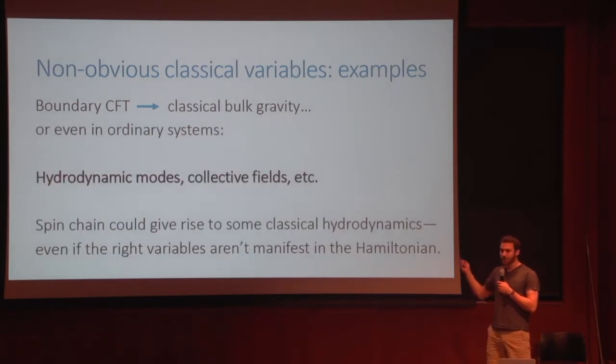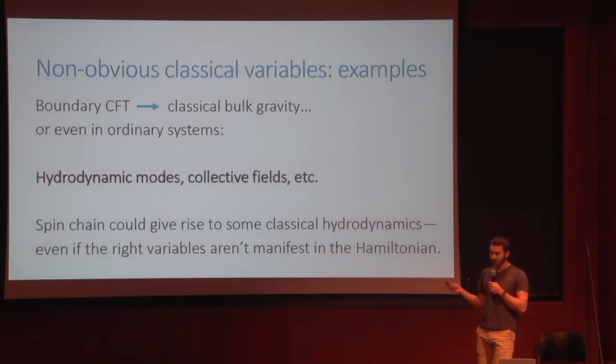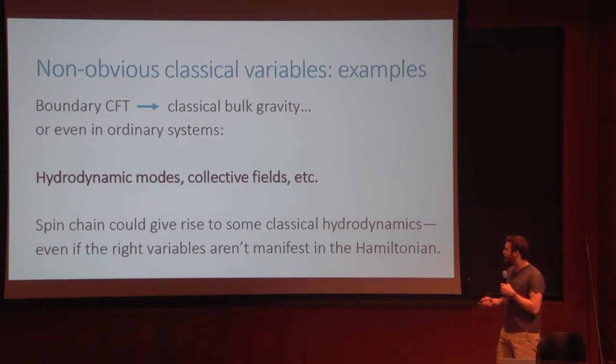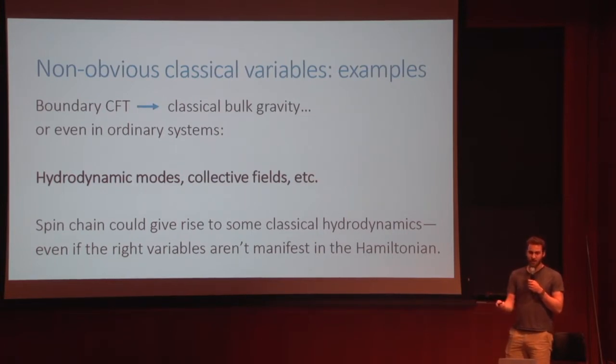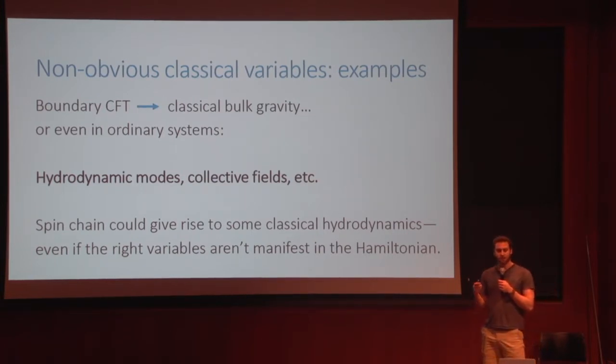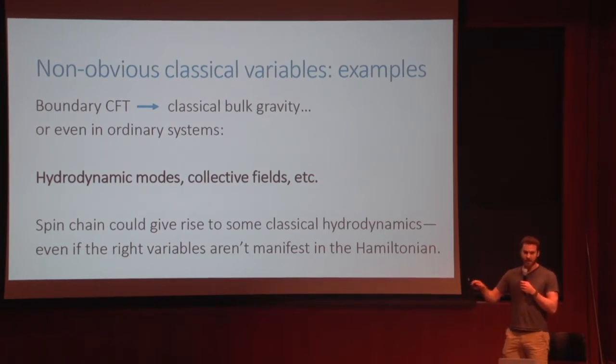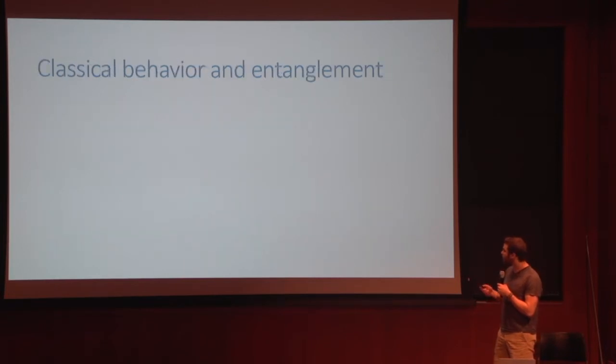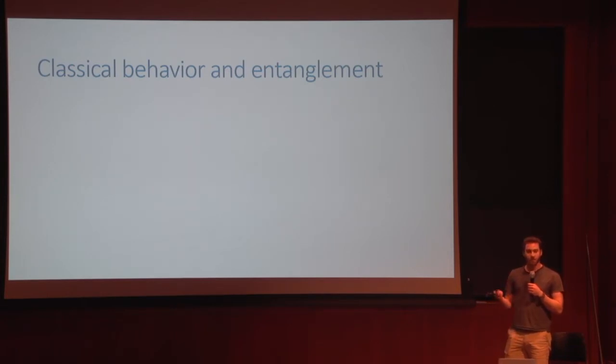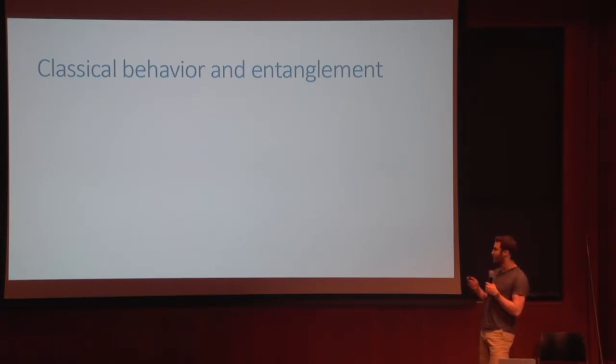But that's sort of a crazy example. There's even way more ordinary examples, non-holographic theories, in fact, ordinary systems around us, where it's not obvious what the right classical variables are. For instance, if I hand you a spin chain Hamiltonian that actually manifests some classical hydrodynamics, it might not be obvious just looking at that Hamiltonian what the right variables are to manifest those dynamics. So to try to find the right semi-classical variables to use, our idea is to look at the entanglement growth. So let me explain that.